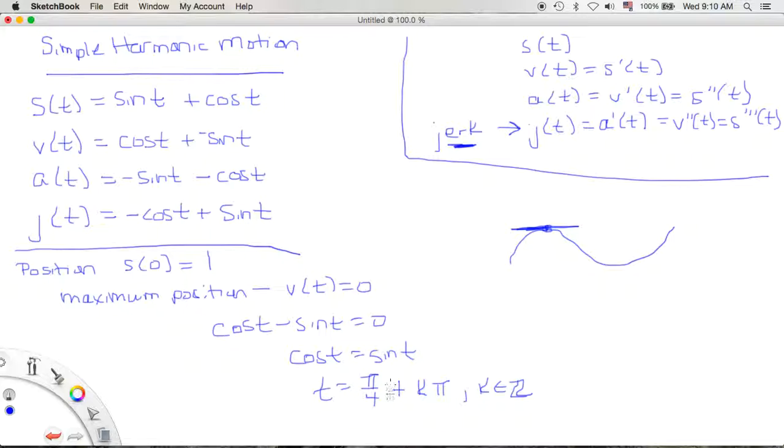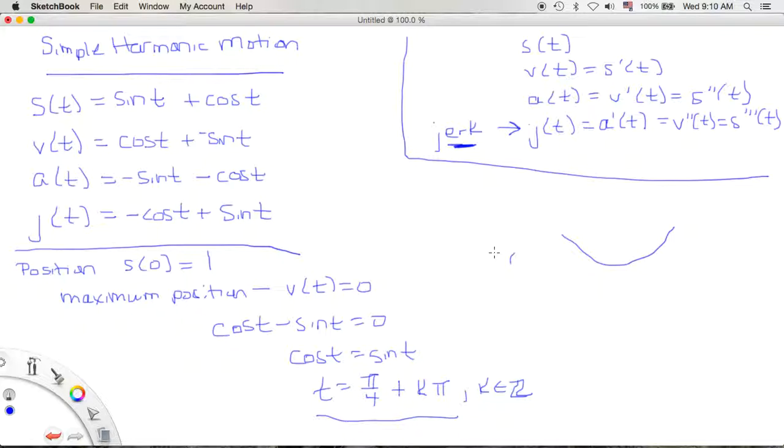So what this means is at time pi over 4, at time 5 pi over 4, at time 9 pi over 4, at time 13 pi over 4, and so on. Because it's periodic. It happens over and over, just like we talked about in the unit circle. You could just keep going round and round and round, and you're going to get the same answers with bigger angles.